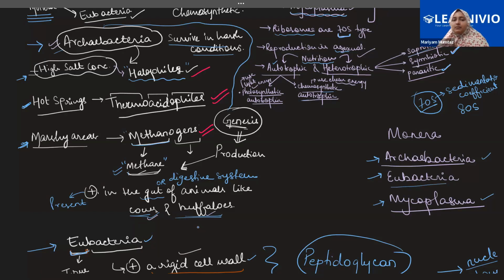But the only thing to remember over here is that methanogens are the ones that live in marshy areas. The word marshy areas is important. Hot springs, and what kind of organism lives there, that is important. High salt concentration, halophiles. Hot springs, thermoacidophiles. Marshy areas, methanogens. That's all there is to know in this. And why can they live in such harsh conditions? Because they do not have a cell wall. Clear? Any doubts? No.